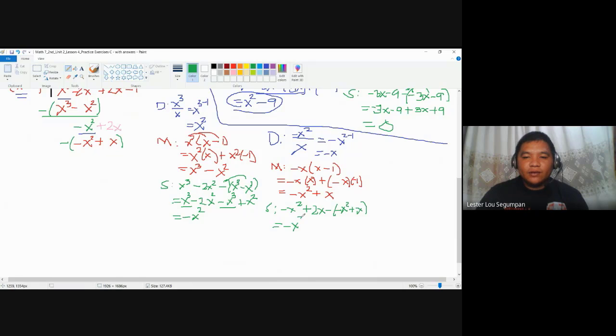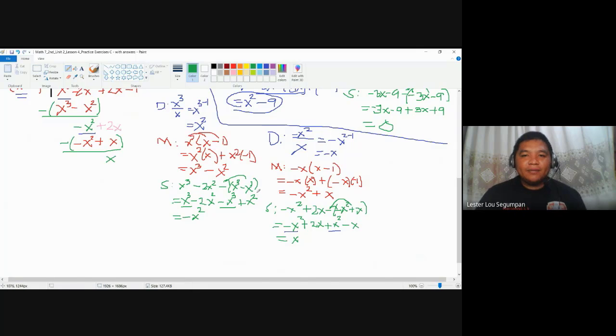So you have negative x squared plus 2x, and then distribute the sign here. Negative times negative becomes positive x squared. And then you have negative times positive, we have negative x. Negative x squared plus x squared will become 0. Now you have 2x minus x, or 2 minus 1 is 1x, or simply x here. This is your second difference.